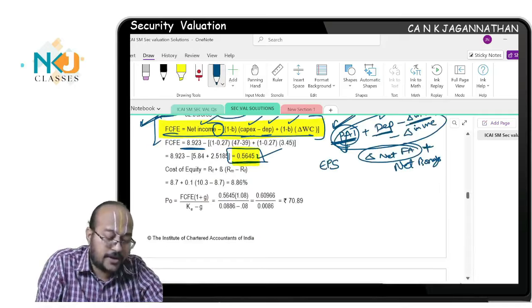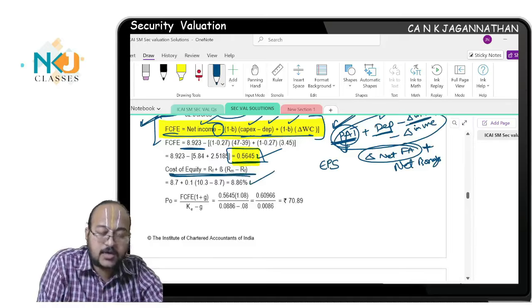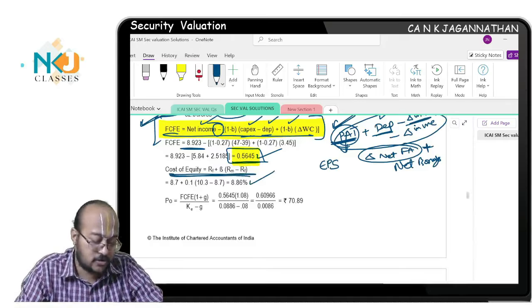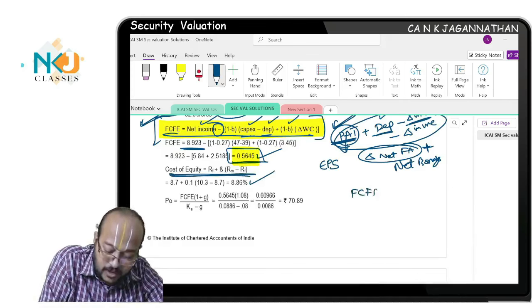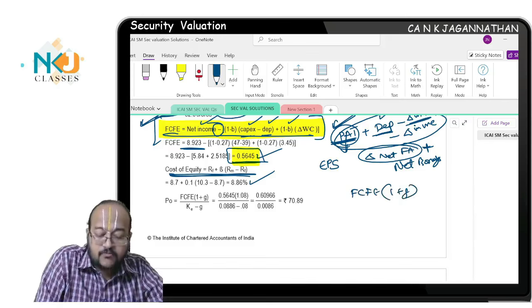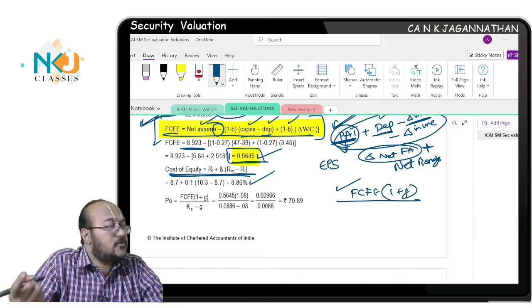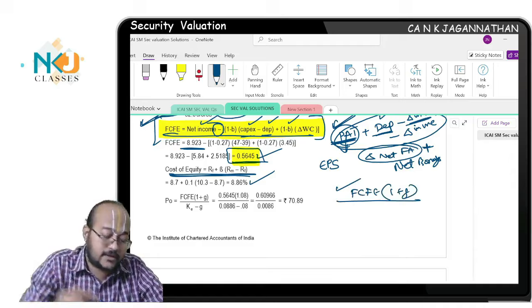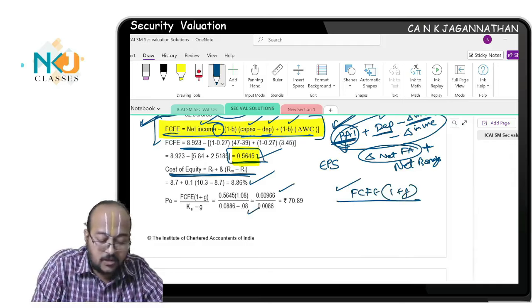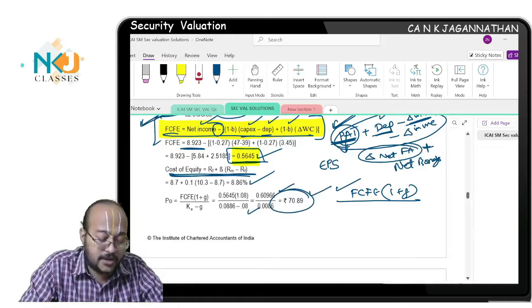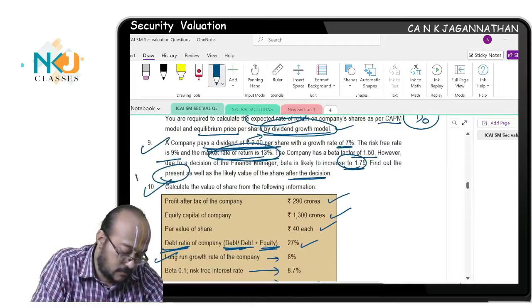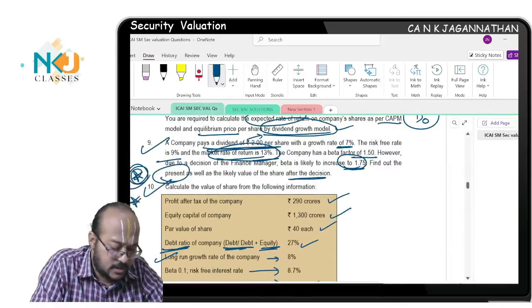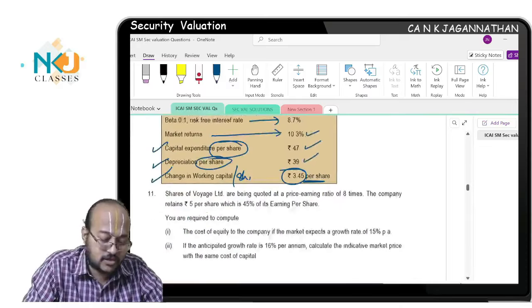Then you will find KE, data given for computing KE, RM, RF, all these data given. Now you find FCFE into 1 plus G. FCFE1 you need to find out. D1 by KE minus G, like that. FCFE1 by KE minus G, you apply the formula, you will get 70.89. This is a question that is being solved. Next, a very, very important question, regularly asked in the examination also. Okay, this question is important.